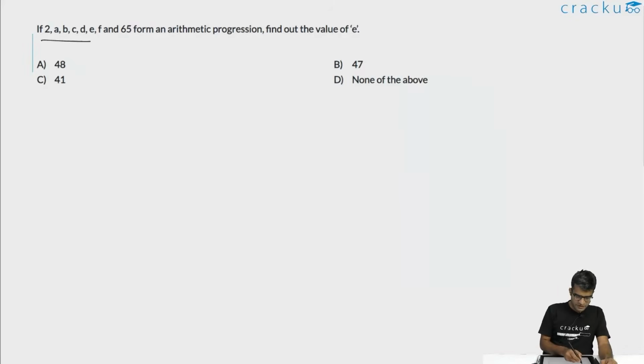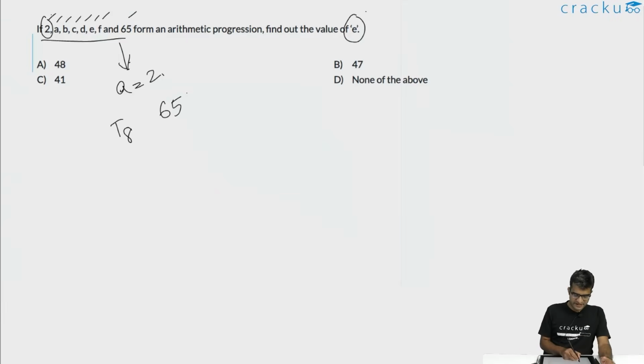In this question, we are told that 2, A, B, C, D, E, F and 65 form an arithmetic progression. We are asked to calculate the value of E. So the first term of this arithmetic progression, A, is equal to 2. And 65 is which term? 65 is the 1, 2, 3, 4, 5, 6, 7, 8th term.